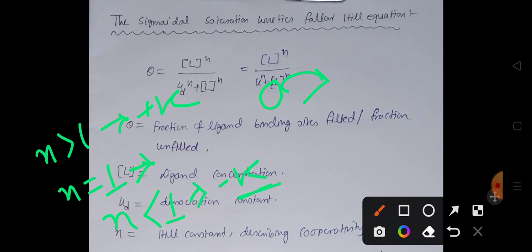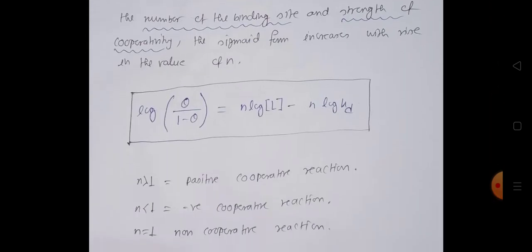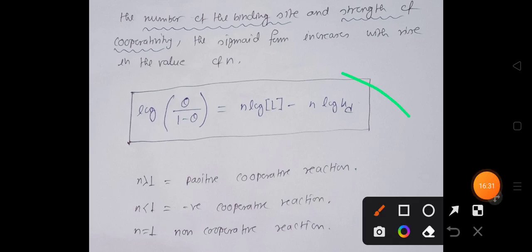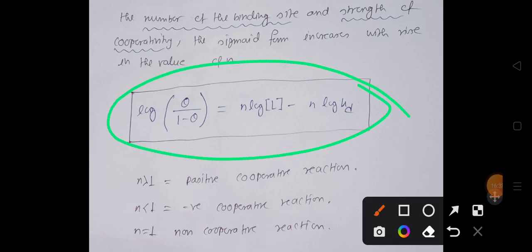Here negative cooperativity means the binding of an allosteric modulator on the allosteric site of the enzyme will induce a conformational change in the substrate binding site in such a way that the binding site will have less affinity for that particular substrate. That is what we call negative cooperativity. So that is the idea of our Hill equation. Here we have modified the Hill equation by taking the log on both sides, so that is the different thing.